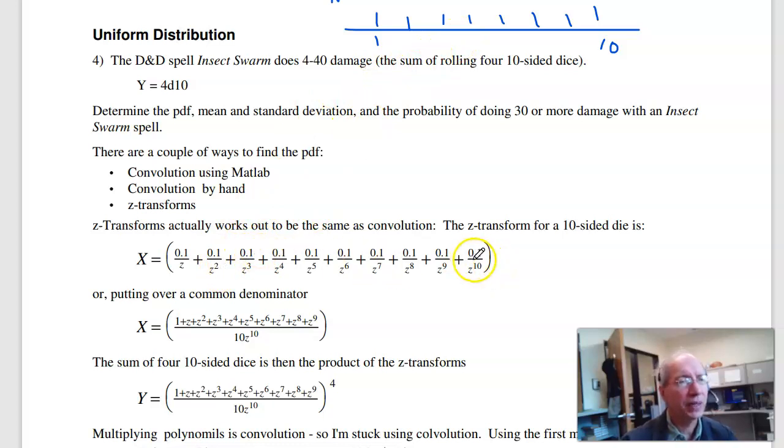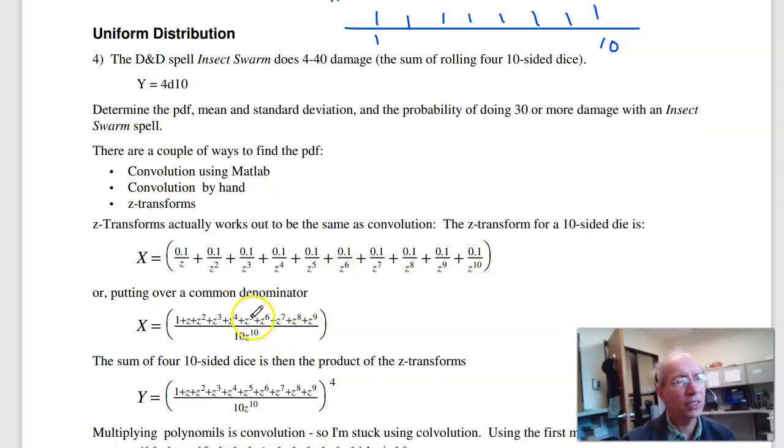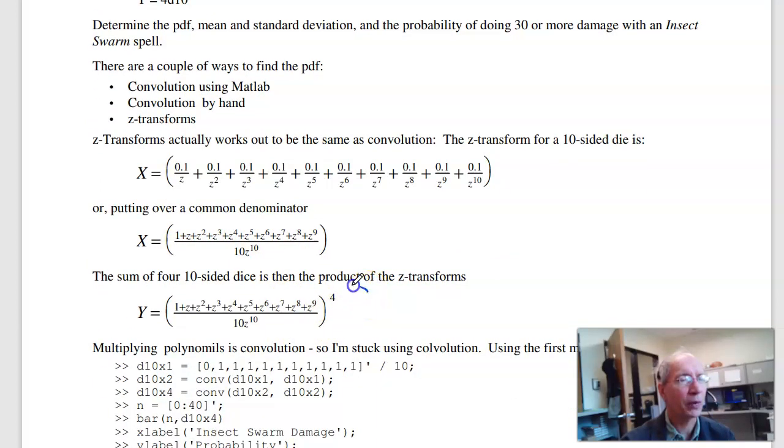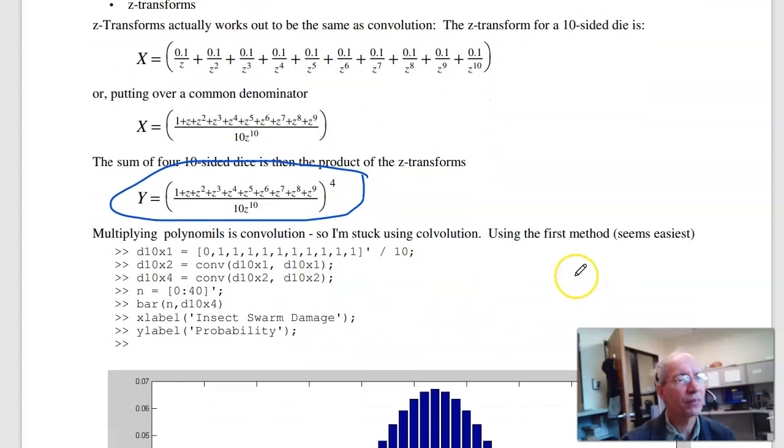I could rewrite that putting over a common denominator. That's for a single 10-sided die. If I roll 4 10-sided dice, I just multiply x by itself 4 times, or raise it to the 4th power. So there's your answer. That's the z transform of y. Well, to multiply polynomials, I wind up using convolution, so I'm kind of stuck using convolution either way.